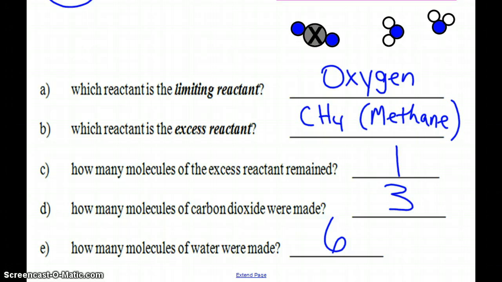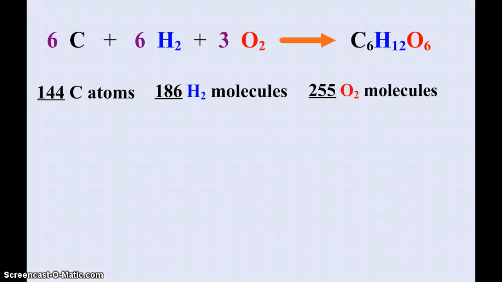All right, so what then if we had too many particles to count? Here's our recipe for making a molecule of glucose. When I make a molecule of glucose, I need 6 carbon atoms to go with 6 molecules of hydrogen and 3 molecules of oxygen, and I make 1 molecule of glucose. Well, here's what I have available to me. In the cupboard, I have 144 carbon atoms, 186 hydrogen molecules, and 255 oxygen molecules.